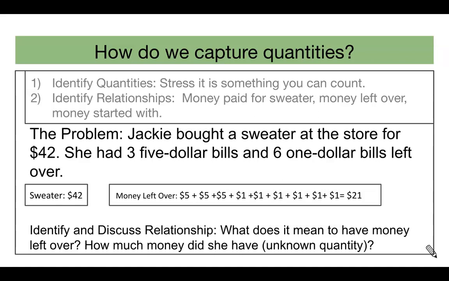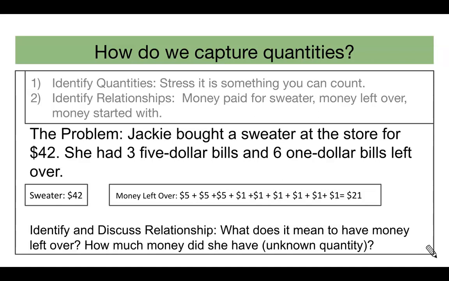Then identify the relationships, which sounds fairly simple, but in deciphering these word problems, it's not always clear. The money paid for the sweater is pretty clear, but money left over, for a second grader who maybe never carries money, what does that really mean? So be clear in that. Money left over, and I would even start connecting it to some of the mathematical operations if you get the opportunity to do that.